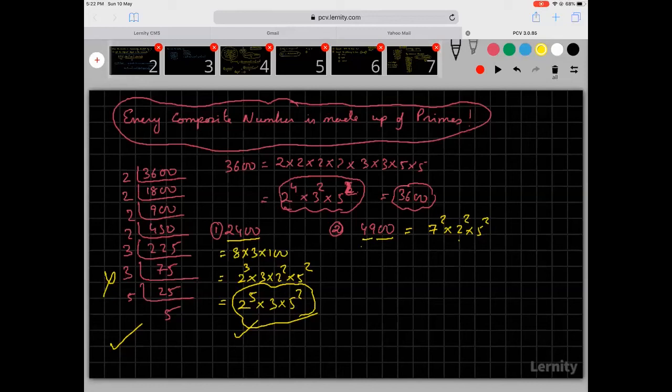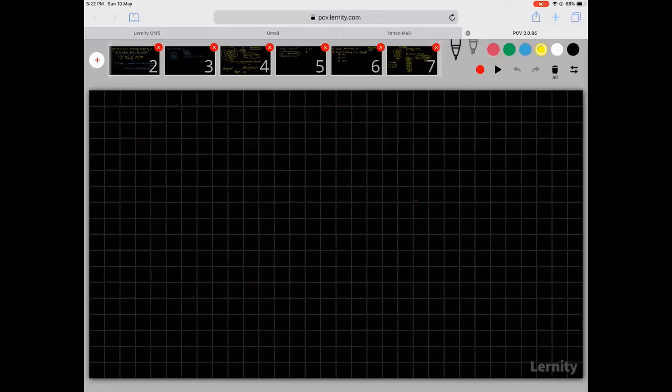So 4900 will be equal to this much. This is the prime factor notation for 4900. Any set of numbers that I give, you should be able to find the prime factors for that number. For example, you can try to find the prime factors for 720, then for 564, then for something like, let's say, 800.